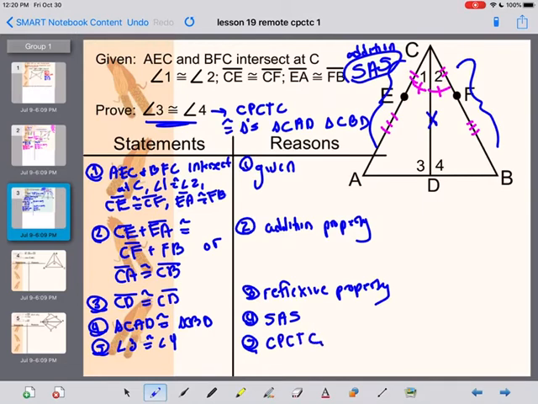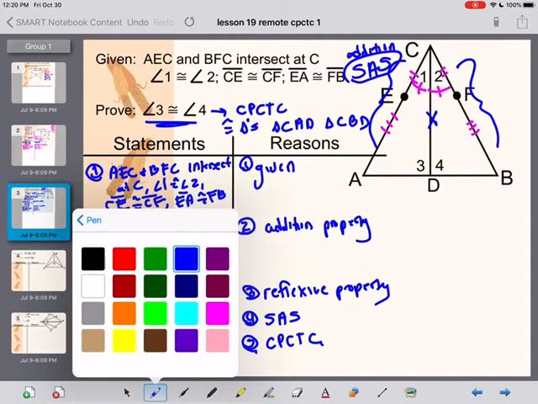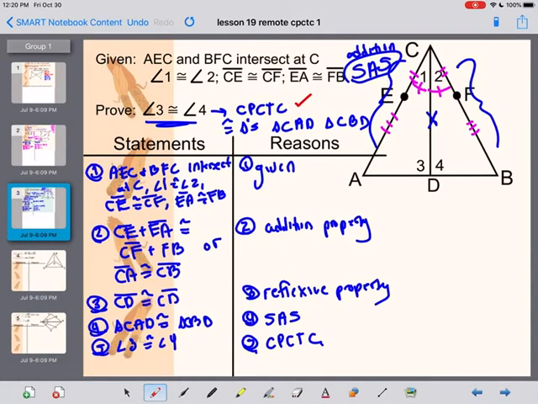CPCTC. So I really think it's super important to have your plan before you start writing. I planned that I was going to use CPCTC. I planned the names of the triangles that I had to prove congruent. I planned addition and I planned SAS. That way when you go to write the proof, it's just a matter of putting the steps in the right order. And also keep in mind, these two steps could be reversed.